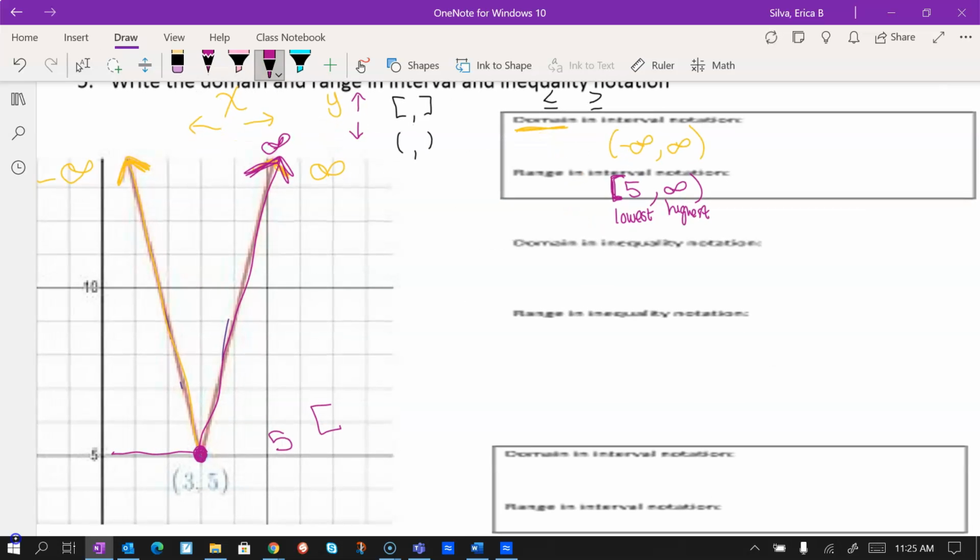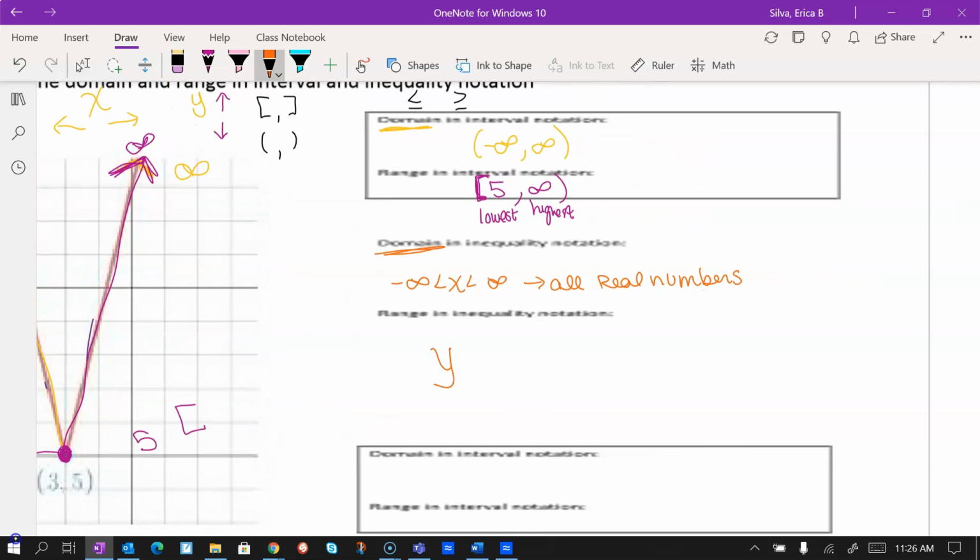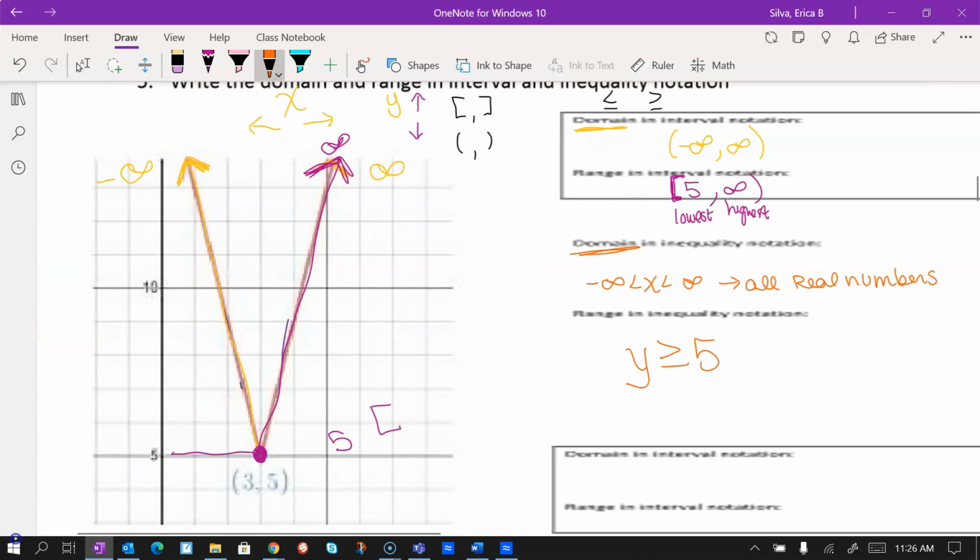Now in inequality notation, we use the same numbers. But for your domain, because it's going from -infinity to positive infinity, we call it all real numbers. Now for our range, all of our y values need to be greater than or equal to 5. And that includes infinity. So all of my y's will be greater than or equal to 5.